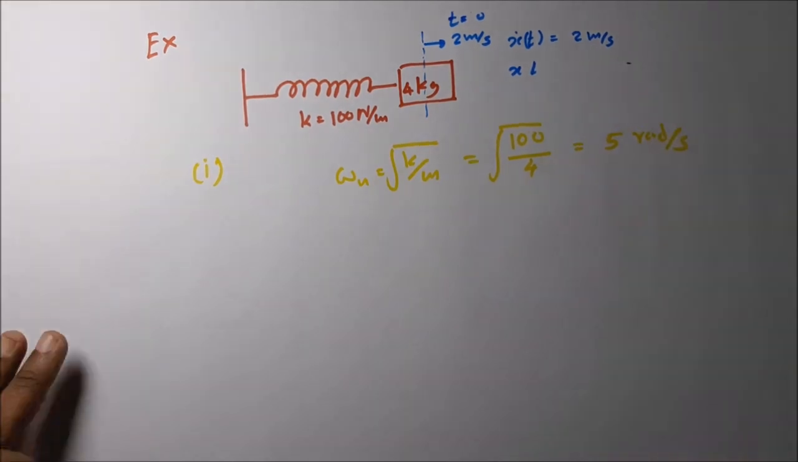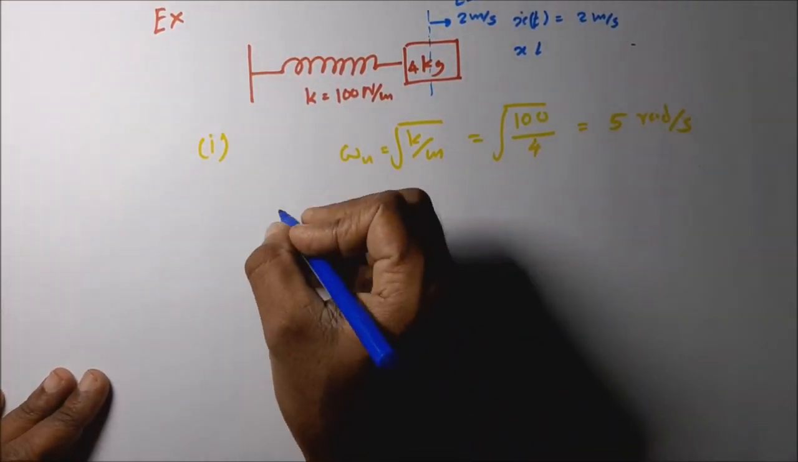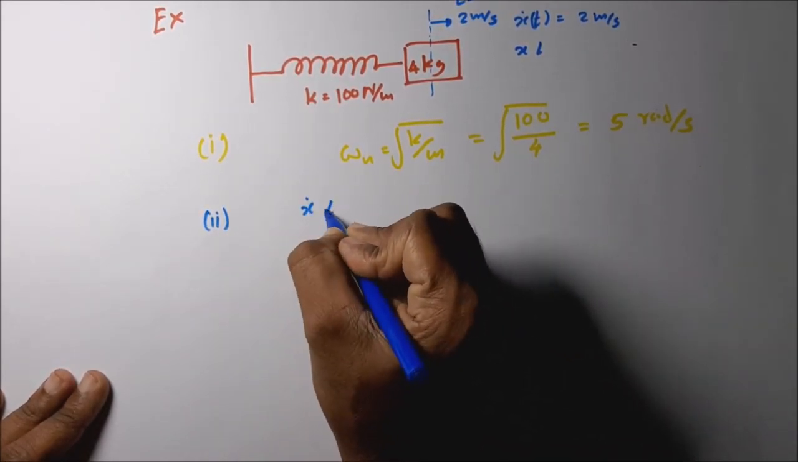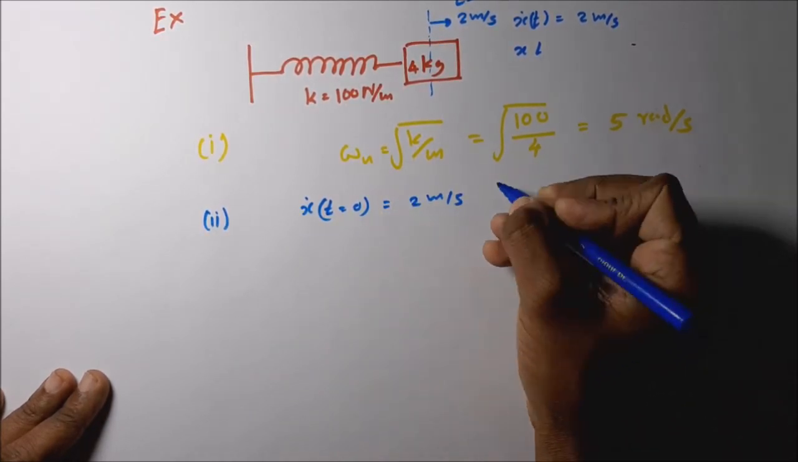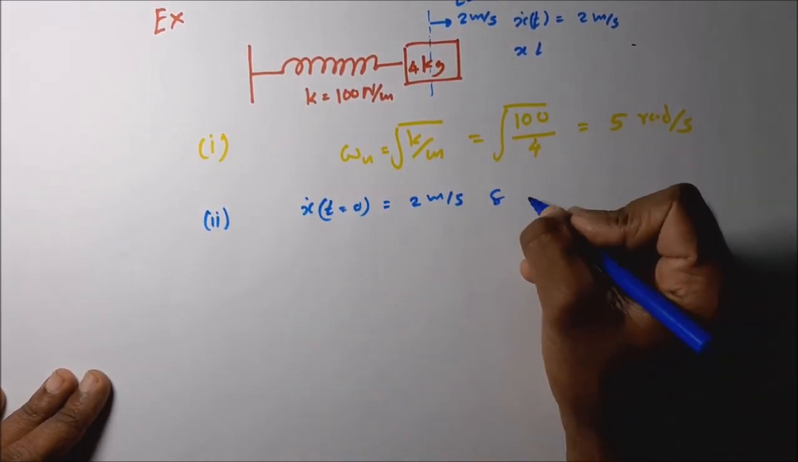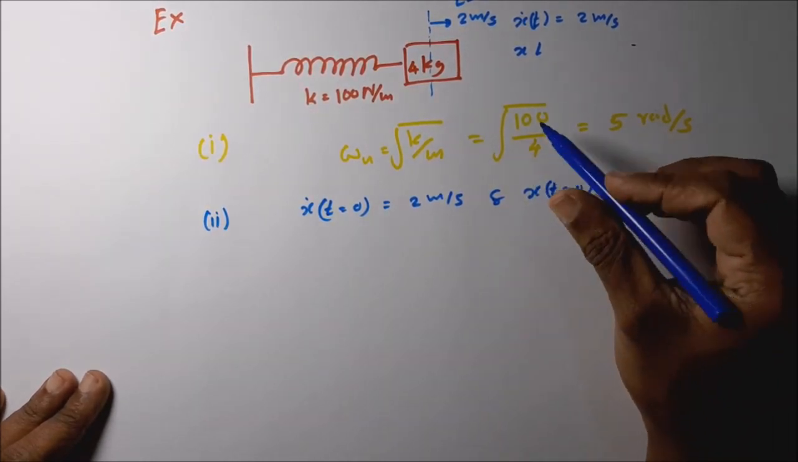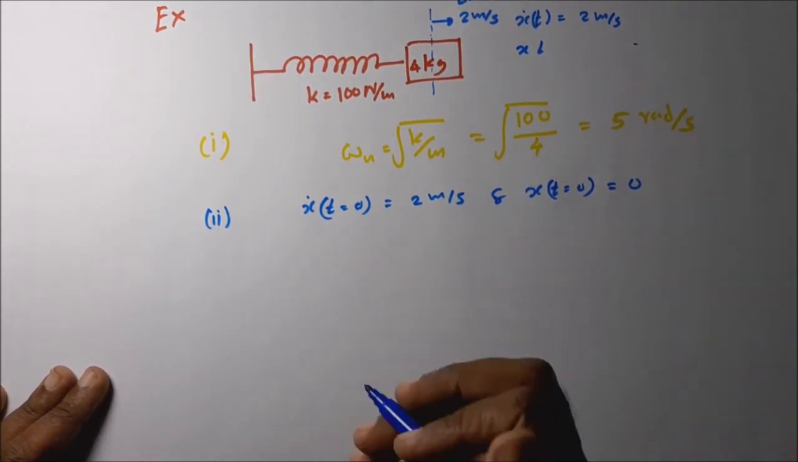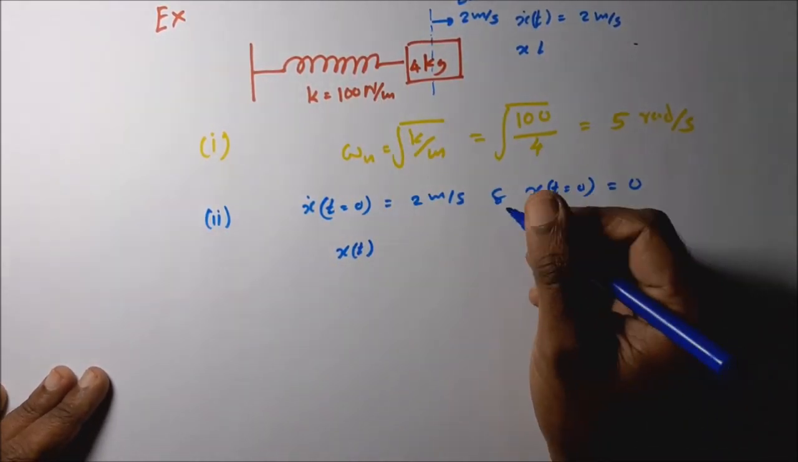Sorry, I will write this one in this way. The second condition: x dot at t equals 0 is equal to 2 meters per second, and x at t equals 0 is the displacement, equal to 0. So then what is the equation of motion of this system?